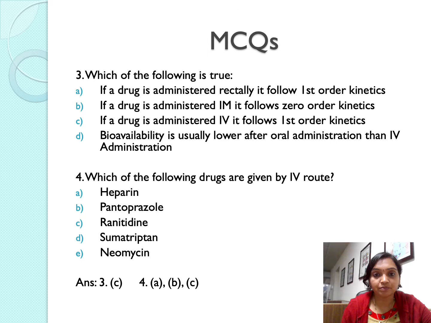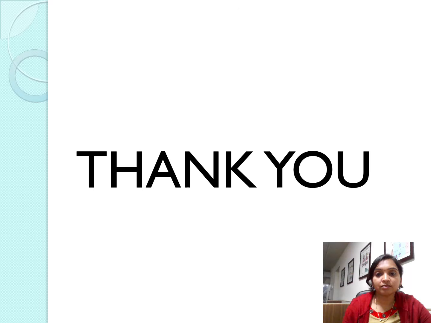And the next question is about which of the following drugs are given by IV route. Okay. So for these things you should also have knowledge of drugs and routes. It will help once you go on reading. So you'll understand these various drugs and routes. Heparin is given IV, pantoprazole IV, ranitidine also IV. Sumatriptan is usually tablet form, neomycin cream. Okay, so ABC is the answer. Thank you.